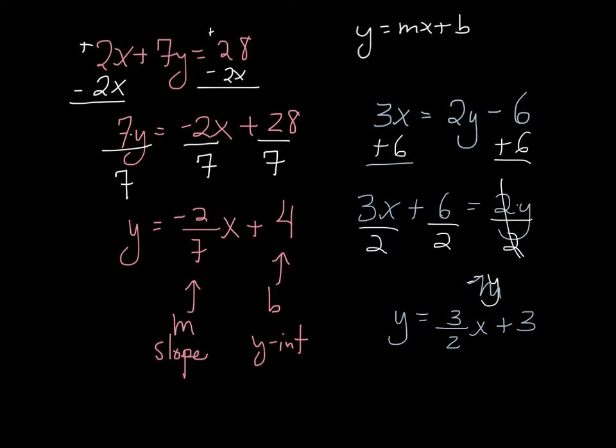Notice in this case I still have a positive 3 here because I've got this positive 6 divided by 2. Do you see that that's the same thing? I could still have done it this way: 3 halves x plus 6 equals y. And then notice how it's just a matter of rearranging, moving this to the other side of the equation. And that's the same thing as saying if a equals b, then b equals a. You can just do that.